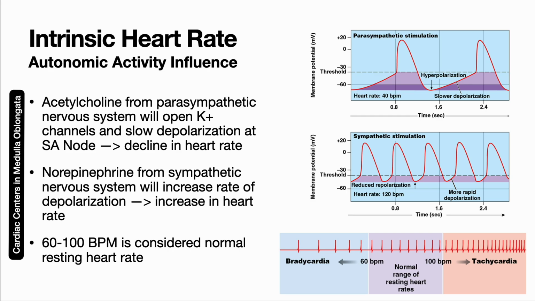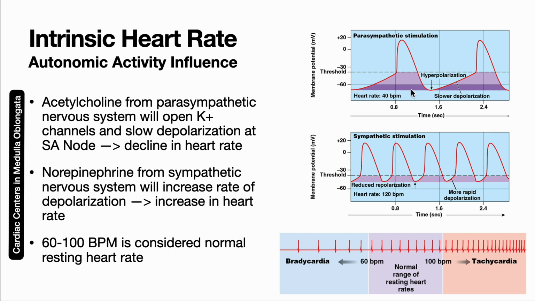On the other hand, the sympathetic nervous system can increase the heart rate by bringing the cells of the SA node closer to threshold, making it easier for them to depolarize. And so norepinephrine will be the neurotransmitter that has that effect. Over here on the right, you can see graphs of that hyperpolarization.